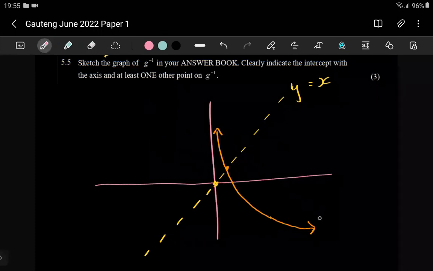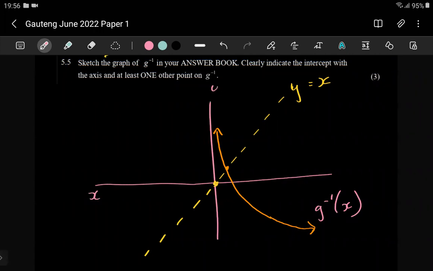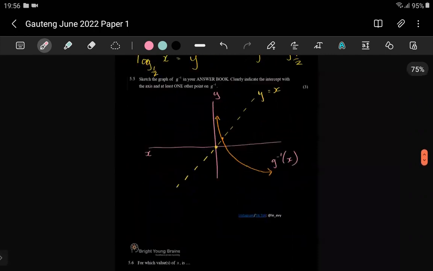And then we can just label the inverse, g^-1(x), and then you'll get yourself 3 good marks. You can label the x-axis, label the y-axis. And then, yeah, life is good.